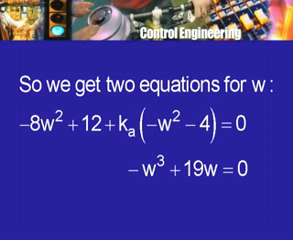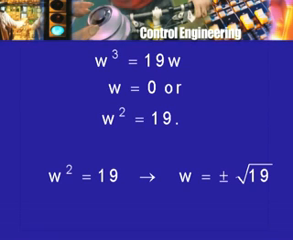Omega cube minus omega cube plus 19 omega equal to 0, or alternately omega cube is equal to 19 omega. What are the solutions? There are two solutions. One is omega equal to 0. Don't forget that. Don't cancel omega, because when omega equal to 0, this is true. 0 is equal to 0.